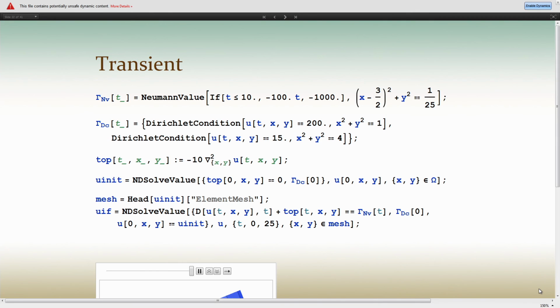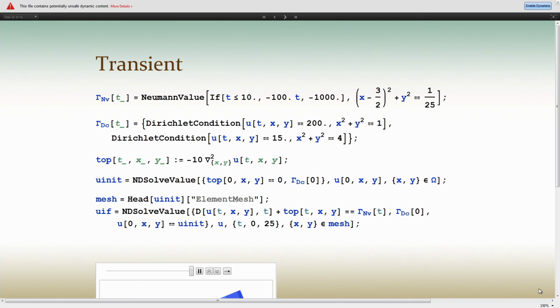So I have a Neumann value that is time dependent now. It says if t smaller than 10, then I use minus 100 times t. I ramp it up in 10 seconds. And the maximum is minus 1,000. That's the amount of heat that cooling liquid can absorb. The second part is the specification of where that region is active. I have two Dirichlet conditions. One is on the inside, that's the 200 degrees, and one is on the outside, so it's 15 degrees.